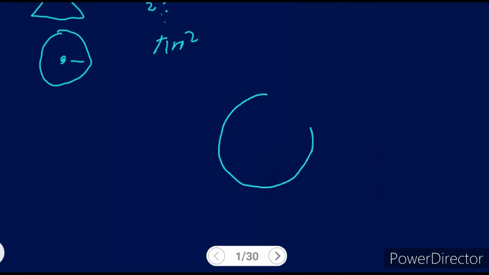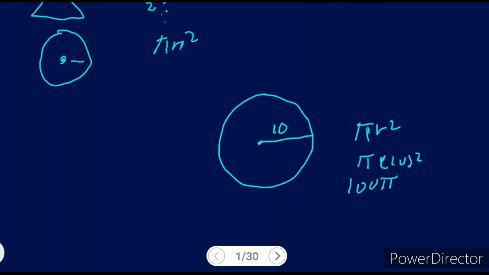So let's just say we've got something like this. Let's just say the radius is 10. So the area of a circle is pi r squared. So the radius is just 10, so we're going to have pi times 10 squared. If you type it in the calculator, you'll have 100 pi. And then if you press S-D, you'll get it in decimal places. I am not using a calculator, so I'll just leave it like that for now.